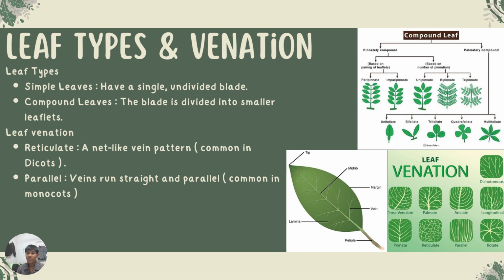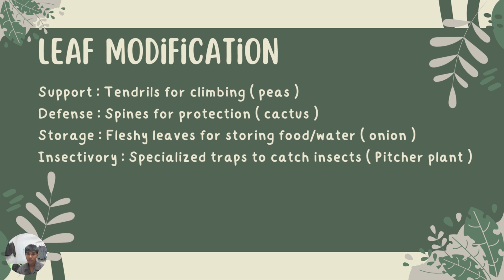We classify leaves as simple, with an undivided blade, or compound, divided into leaflets. We also look at venation. Reticulate patterns are common in dicots, while parallel veins are the hallmark of monocots like grasses. Leaf modification. Support: tendrils for climbing, such as peas. Defense: spines for protection, as in cactus. Storage: fleshy leaves for storing food and water. Insectivory: specialized traps to catch insects.